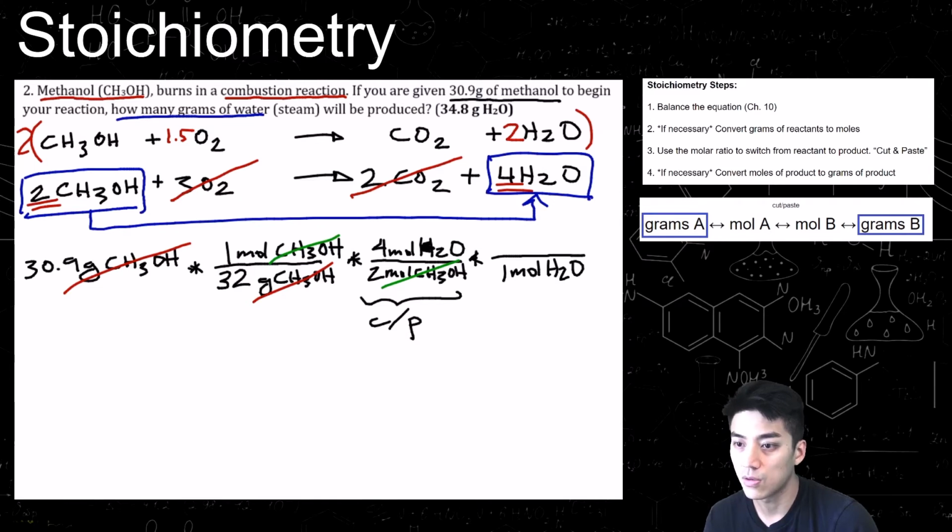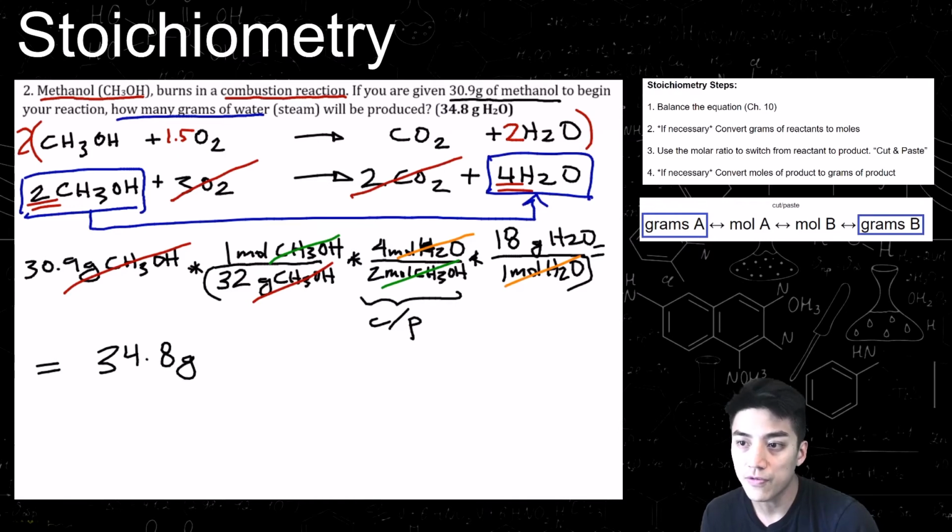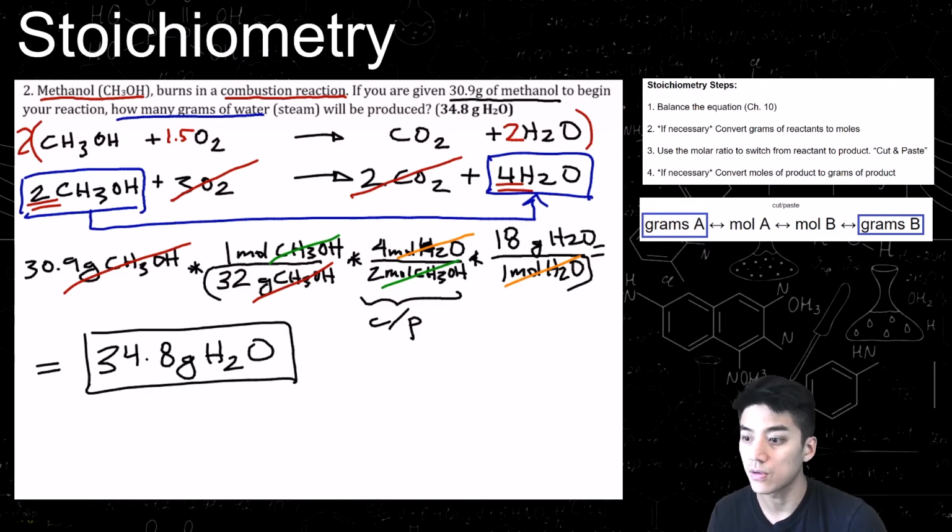Okay, we're now on step 4 where it says, if necessary, convert moles of products to grams of products. So we are changing moles of water to grams of water. So 18 grams of water is in 1 mole of water. And using orange, you're going to see how moles of water cancels out. Multiply all the numbers on top. Divide it by 32 times 2, which is 64. And if you're doing it correctly, you should come up with 34.8 grams of water. Okay, so once again, the problem is just saying if you start with 30.9 grams of methanol, you should be able to produce 34.8 grams of water.